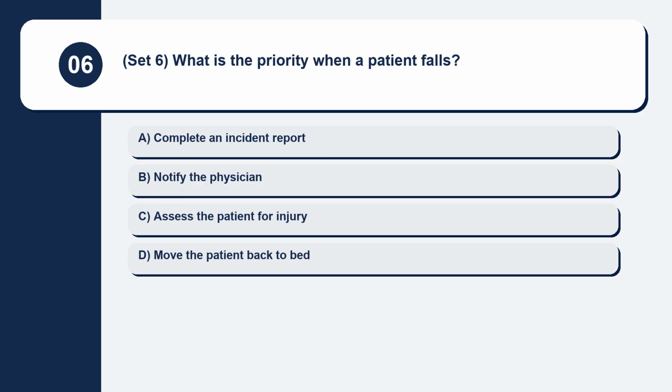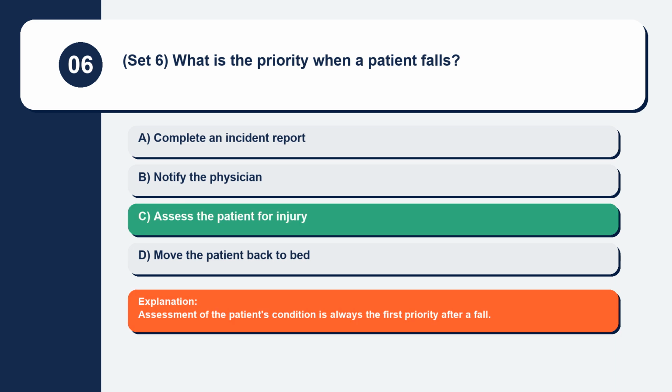Question 6. Set 6. What is the priority when a patient falls? Complete an incident report, notify the physician, assess the patient for injury, move the patient back to bed. Assessment of the patient's condition is always the first priority after a fall.